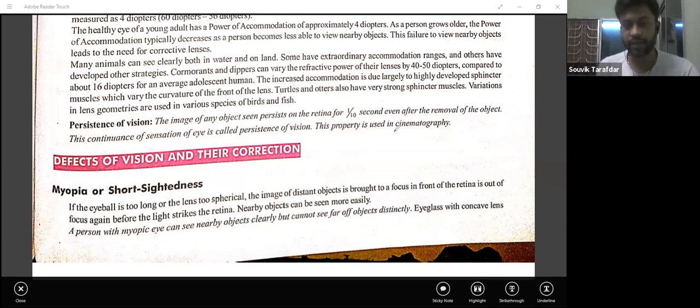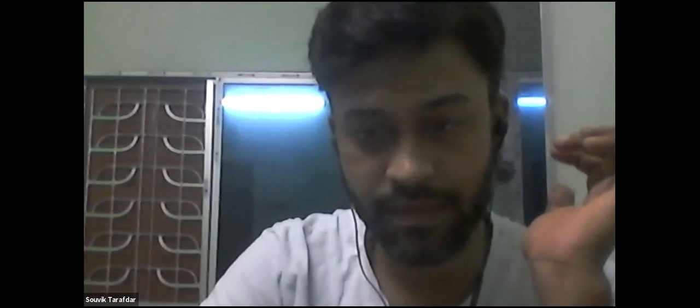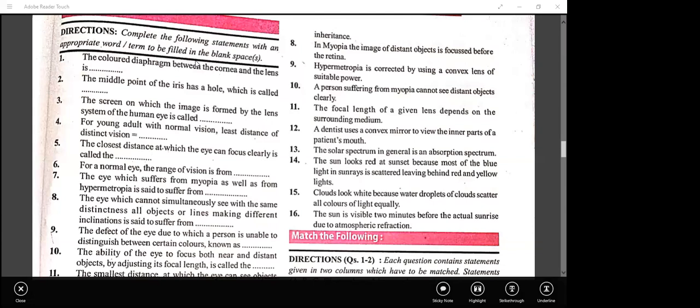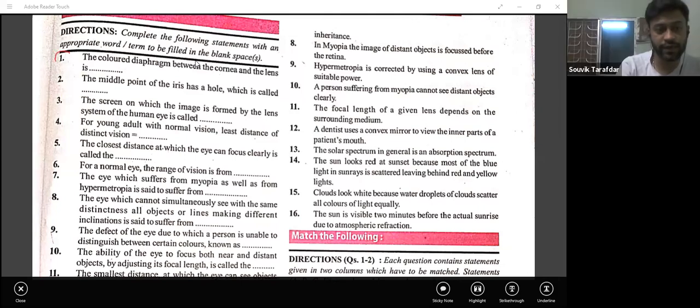Let's start. So after persistence of vision, today I'm not going to start myopia or hypermetropia. Let me check if I can show you something else. Can you see the screen, students? Yes, sir. Let's start then. So let's come to the first question.